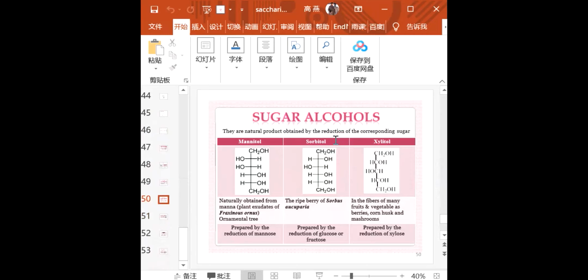And for sorbitol, it's from reduction of glucose or fructose. So you reduce glucose or fructose, you get the same thing. The reduction of both glucose and fructose gives you sorbitol, okay? And its natural source is from ripe berry, a kind of ripe berry.